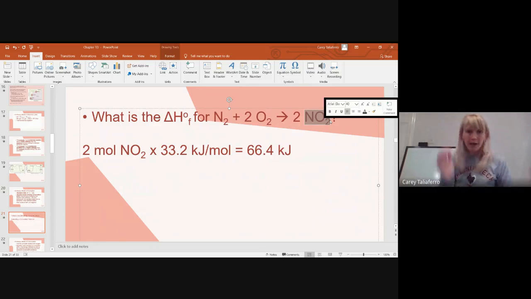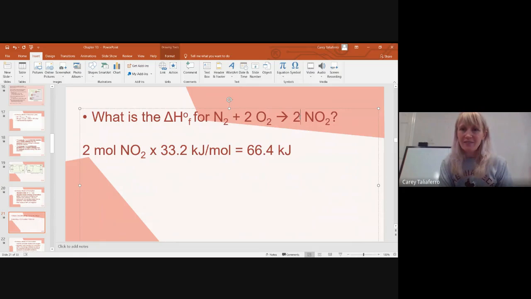Now that per mole matters, so that's where I go back and look at my balanced equation. 2 moles of NO2 times 33.2 kilojoules per mole gives me a heat of formation of 66.4 kilojoules. And again, I did not have to worry about the heats of formation of my reactants because they're 0, because that's how they appear normally. Okay, any pure substance is like that.